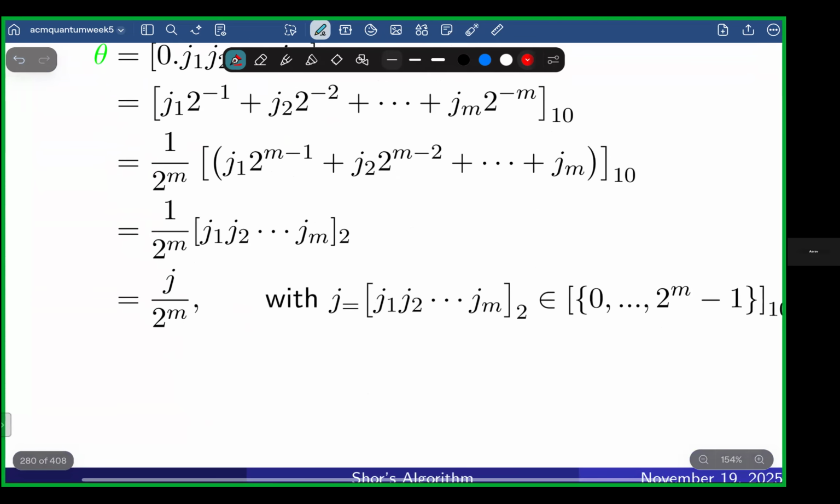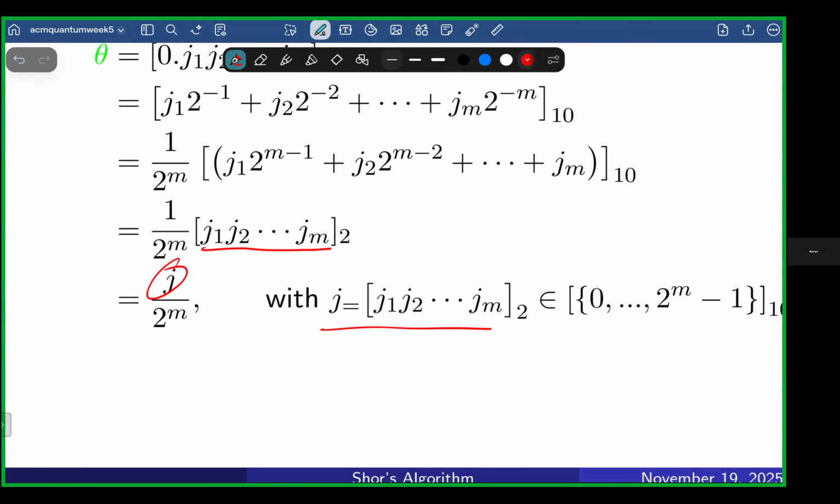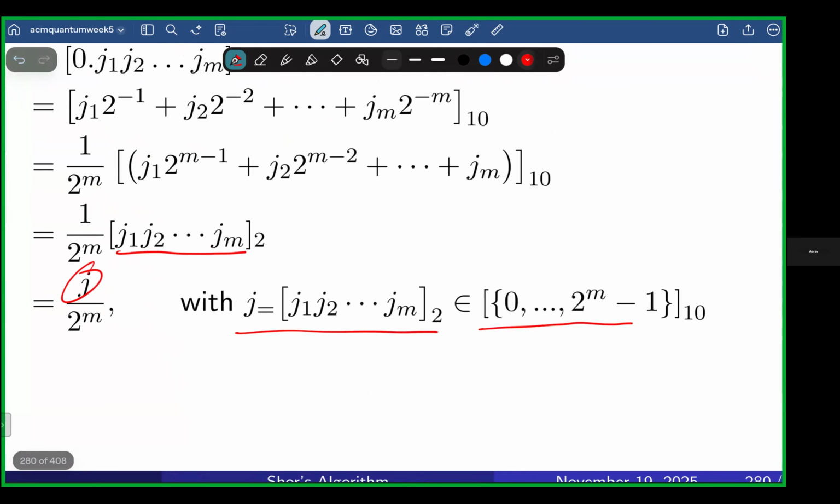And then let's just call this string of j1 to jm just j. So j is just j1 to jm. And then in base 10, that's going to be some number from 0 all the way to 2 to the m minus 1, because now our number is greater than 1. Good.